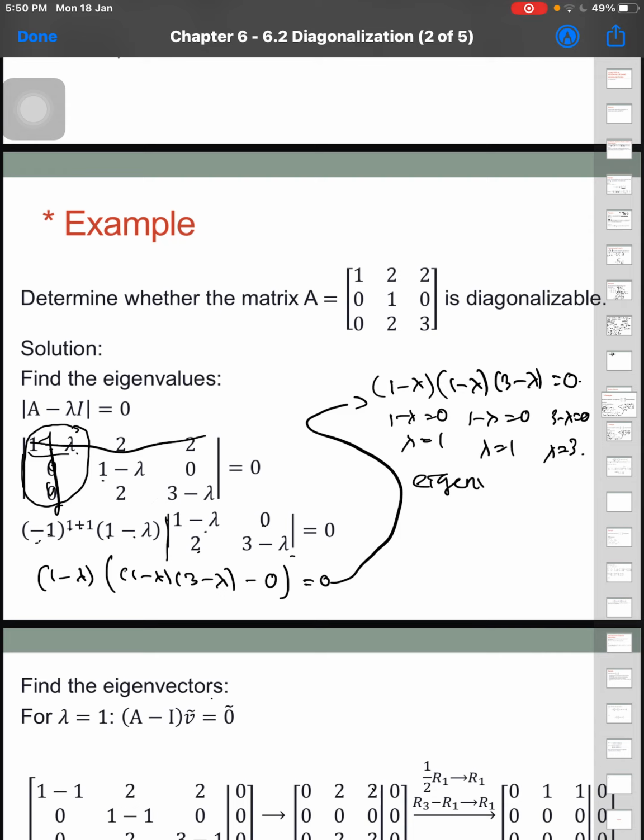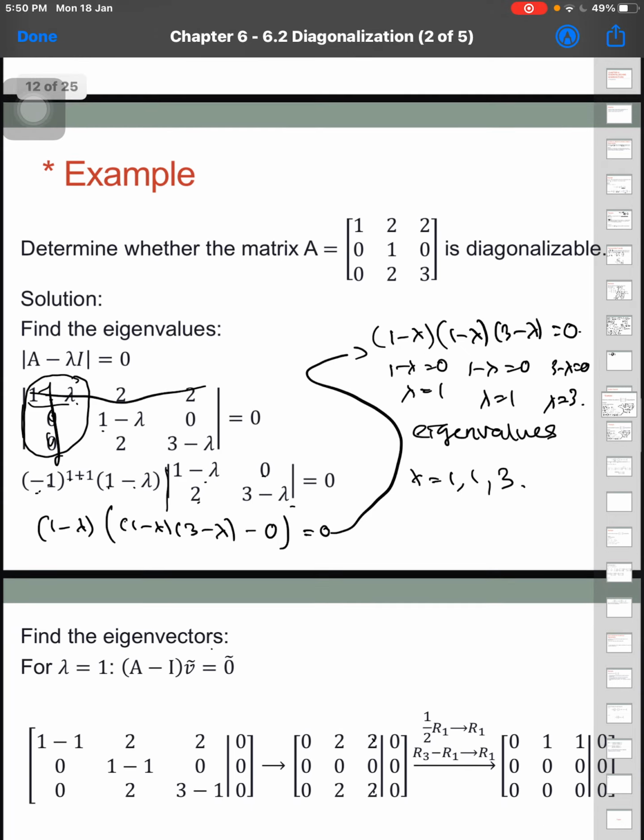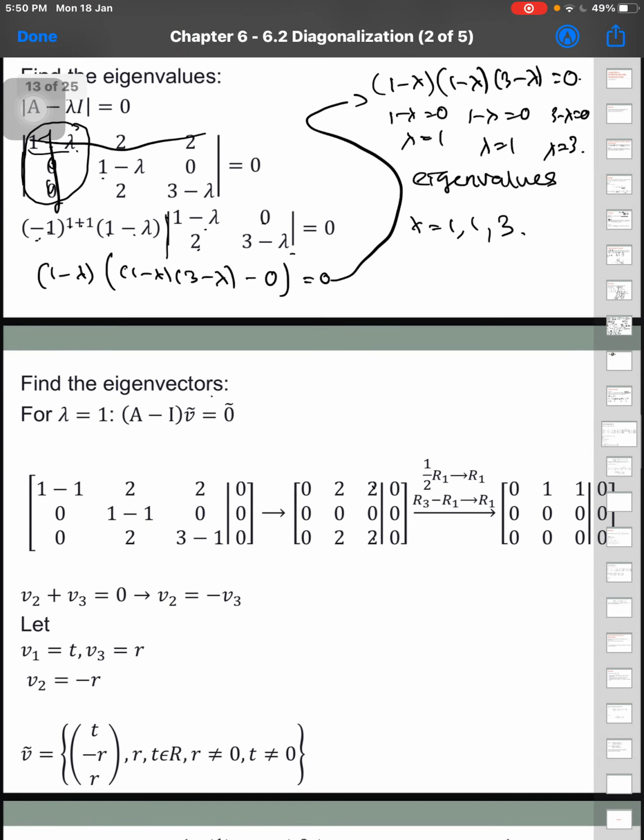So eigenvalues, lambda equal to 1, 1 and 3. Okay, tersama pula dengan tadi saya conteng kat atas tu. Next, find the eigenvectors in order to find the geometric multiplicity. So algebraic multiplicity, we have this one. For this one, algebraic multiplicity is 2. For this one, geometric multiplicity is 1. Okay, so next find the geometric multiplicity.